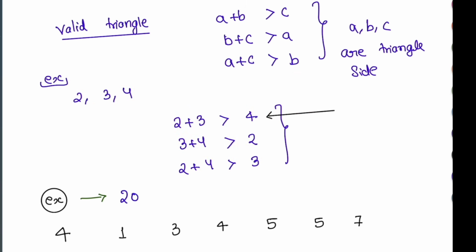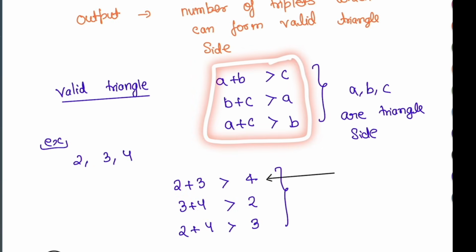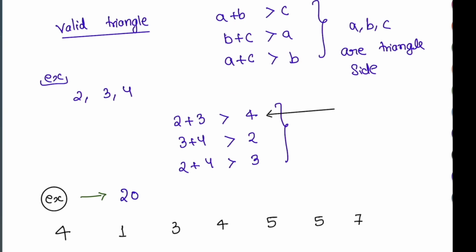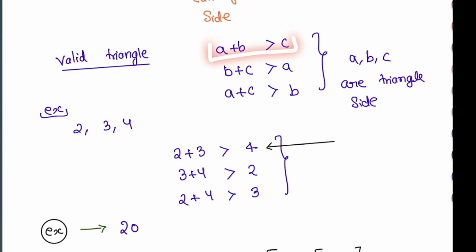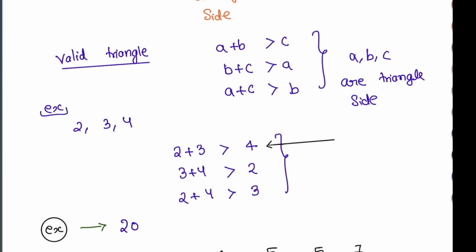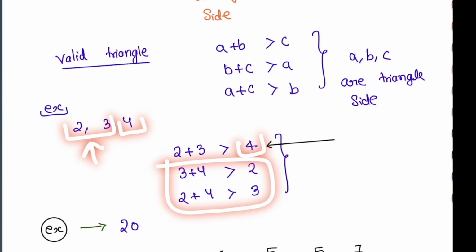Now the trick here is you don't actually need to check all three conditions, and the reason is we can use some simple maths here. Let us say we check the condition A plus B is more than C, and we say that C is the side which is the highest or the longest. So in 2, 3, 4, 4 is the longest, right? If the condition is true when A plus B, the two shorter sides, are more than the longer side, then the other conditions will automatically be true.